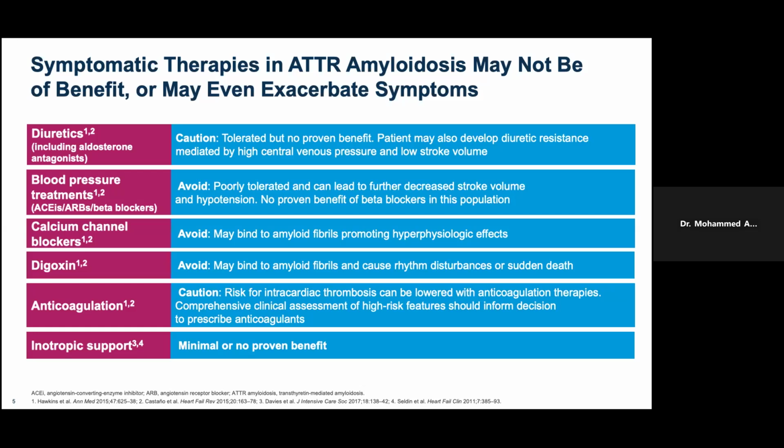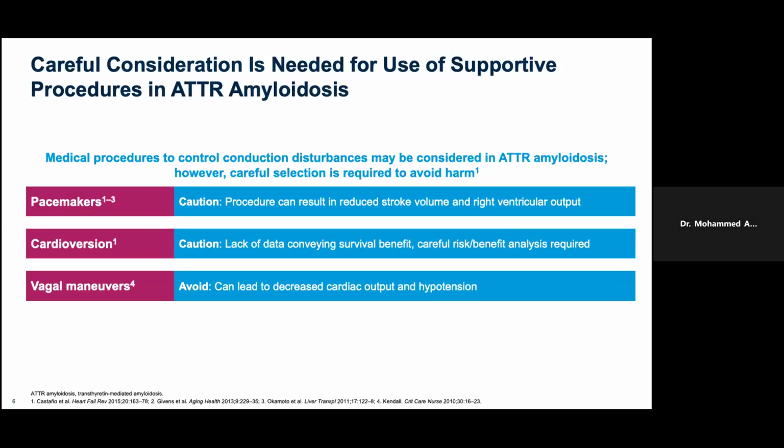Inotropic support has minimal or no proven benefit at all. For pacemakers, use caution, as the procedure can result in reduced stroke volume and right ventricular output. For cardioversion, there is a lack of data showing survival benefit, and careful risk-benefit analysis is required. Vagal maneuvers are generally avoided, as they can lead to decreased cardiac output and hypotension.